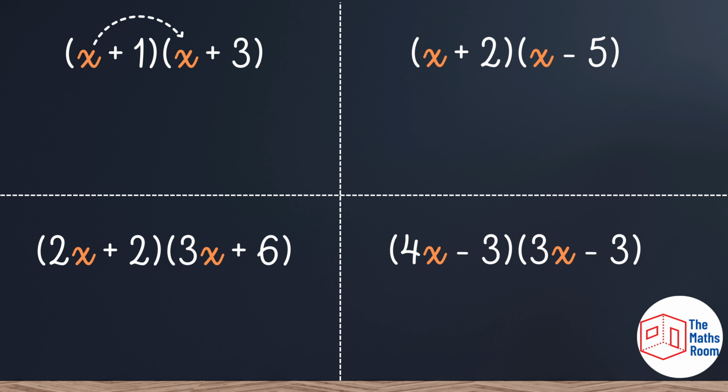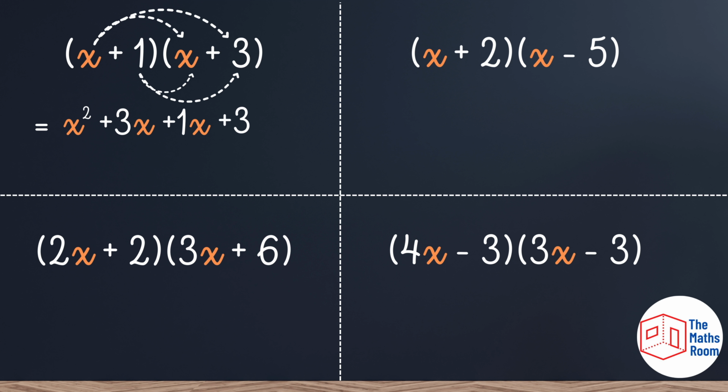Following our steps, we'll say x times x, giving us x squared, and then x times 3, giving us 3x. Now we work with the next term, 1 times x, x, and then 1 times 3, plus 3. Here, once again, we need to collect the like terms, which leaves us with x squared plus 4x plus 3.